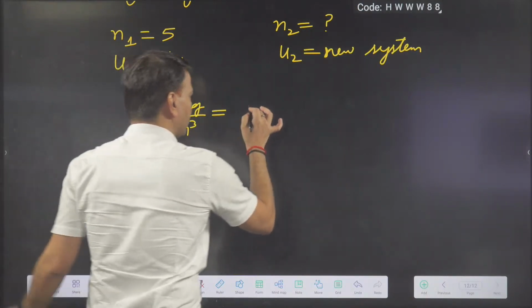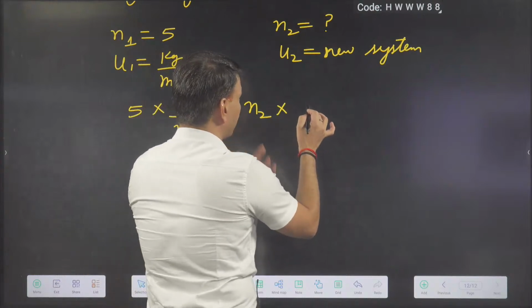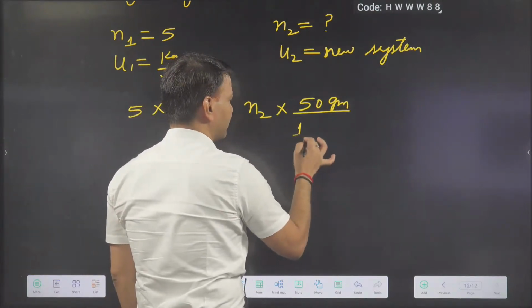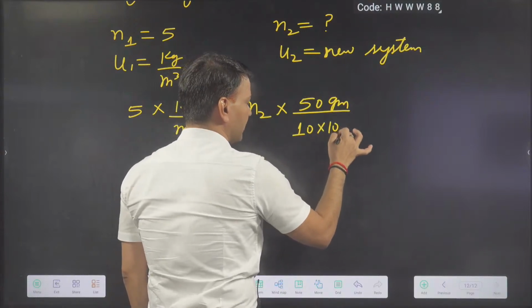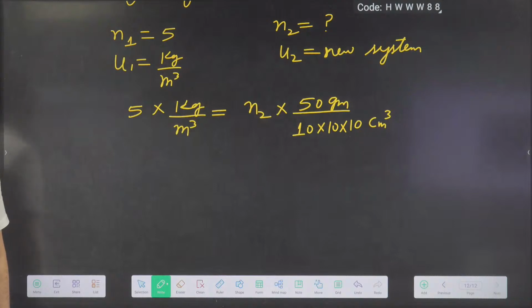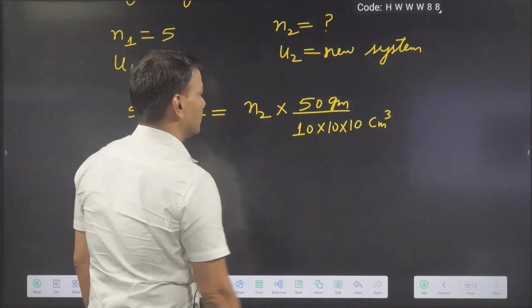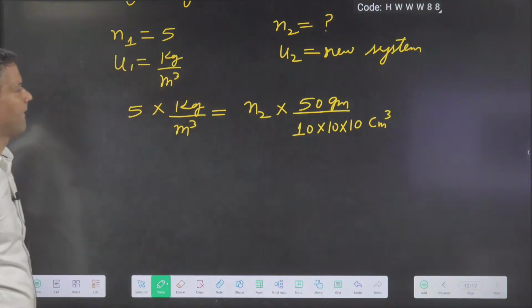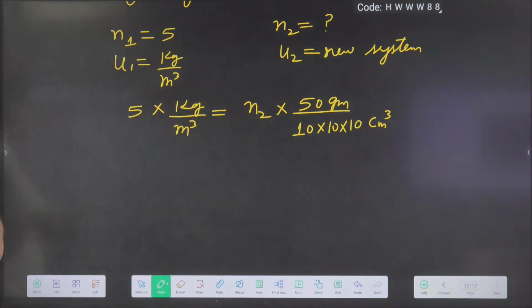That is equal to what? N2 into the unit of mass, what will I put? 50 gram. And for the unit of length I will put 10 centimeter, means 10 into 10 into 10, centimeter into centimeter into centimeter. In the place of mass, I will put 50 gram. In the place of the unit of length, I will put 10 centimeter. So 10 centimeter into 10 centimeter into 10 centimeter, I will get 1000 centimeter cube.